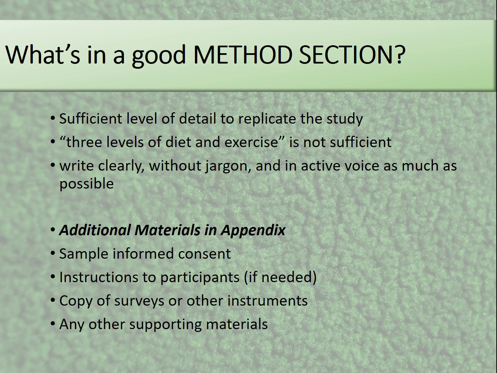Overall, you should have sufficient level of detail to replicate the study. Words such as 3 levels of diet and exercise are not sufficient. Be sure to write clearly, without jargon, and in active voice as much as possible. For thesis and dissertation, you can put additional materials in the appendix. Those documents include but are not limited to sample-informed consent, instructions to participants if needed, copy of surveys or other instruments, and any other supporting materials.